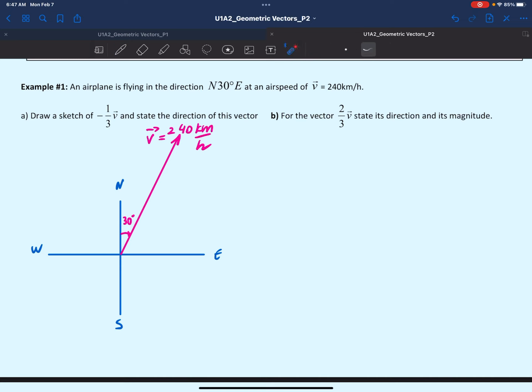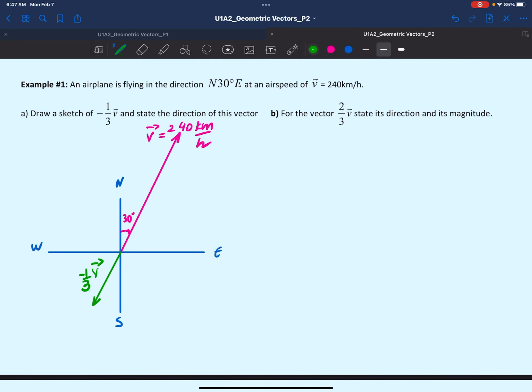Now, if you want to draw vector negative 1/3 v, it means that the size of this particular vector will be divided into 3, and it will go in the opposite direction because negative 1/3 is a negative number. So here we go. So continue the line in the next quadrant and make it 1/3 of vector v. Sorry. Just going to name it negative 1/3 vector v.